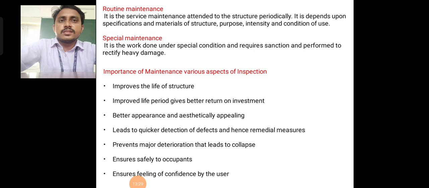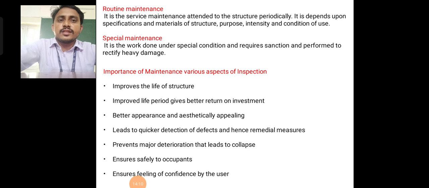Then after discussing the types of maintenance and the definition of maintenance, let us know the importance of maintenance regarding various inspections. When proper maintenance is done, what will we achieve? It improves the life of the structures, which we already discussed. When we maintain properly, the lifespan of the structure is longer, and the improved life period gives a better return on investment. So economically it also improves.